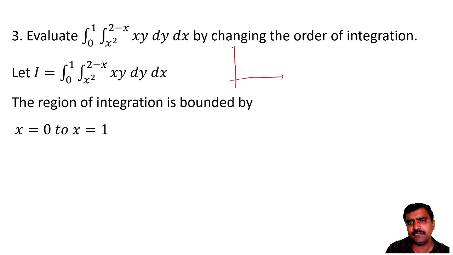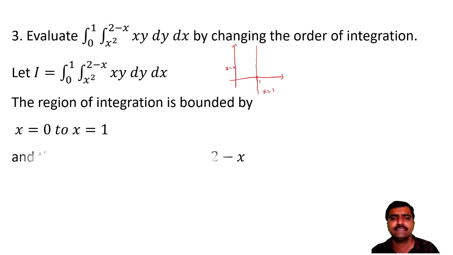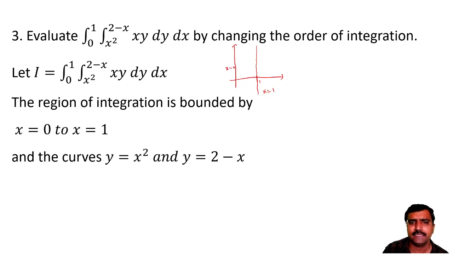X is equal to 0 is a straight line parallel to the y-axis. That means the y-axis itself is x is equal to 0. X is equal to 1 comes somewhere here. If this is 1, this is the straight line x is equal to 1. Next, the limits: y is equal to x square to y is equal to 2 minus x, right? So y is equal to x square is the parabola. X has the even power, so that parabola is symmetric about the y-axis. And y is equal to 2 minus x is a straight line.